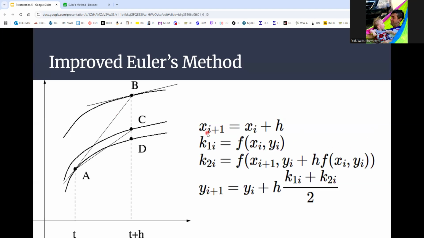And looking at the pseudocode, the x part is the same. We just add our step size to x. But we introduce these two slope calculations, and we use K1 and K2 to denote the two slope calculations. Again, F here is just the right side of the differential equation, equal to the derivative at that point. And so K1 is just the Euler's slope calculation, the initial one.